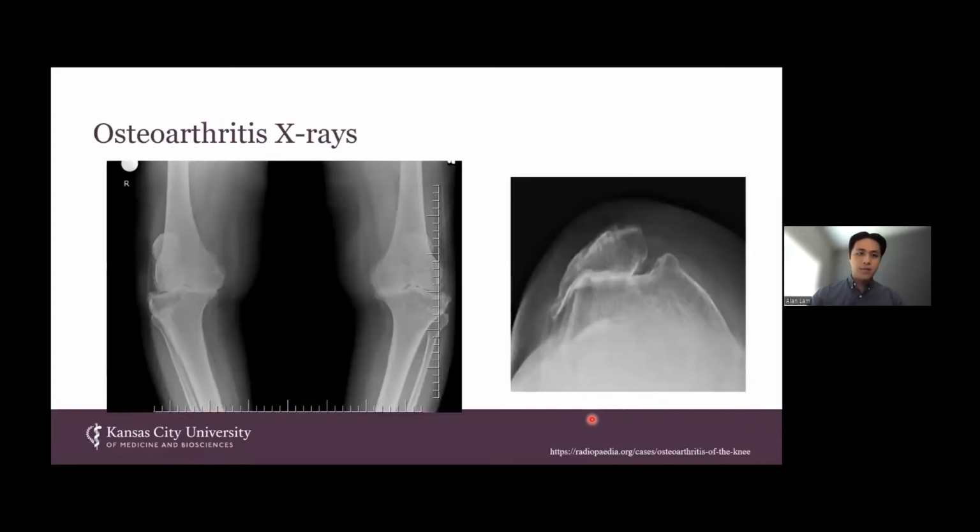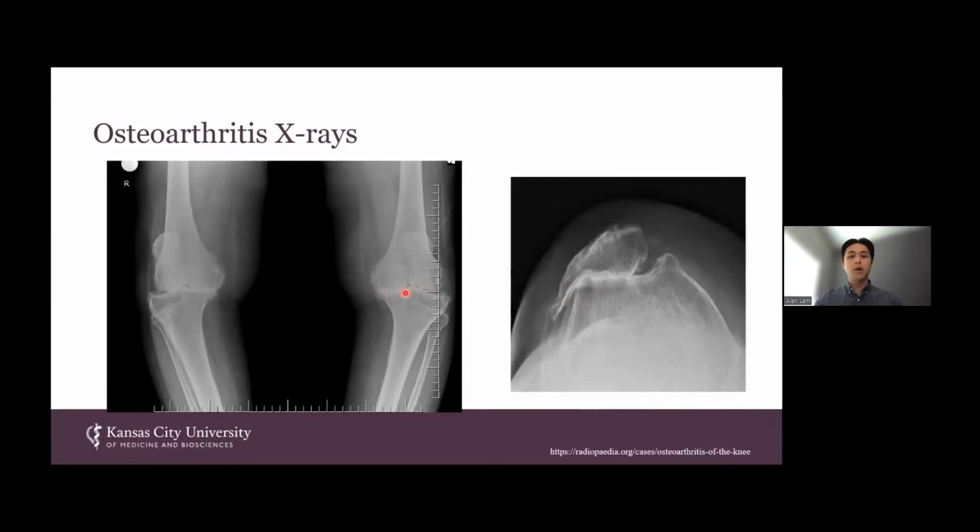So with these next x-rays, you have severe bilateral bone-on-bone osteoarthritis. You can see where we had healthy space of cartilage in between the bones before. There is a lack thereof, in fact, a complete collapse of the medial, lateral, as well as patellofemoral joints.